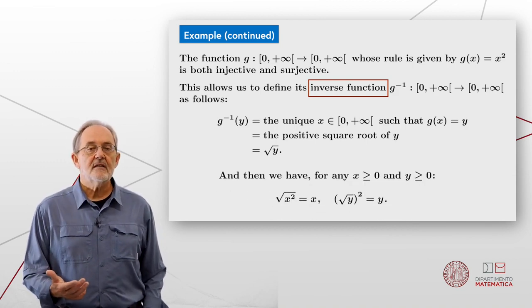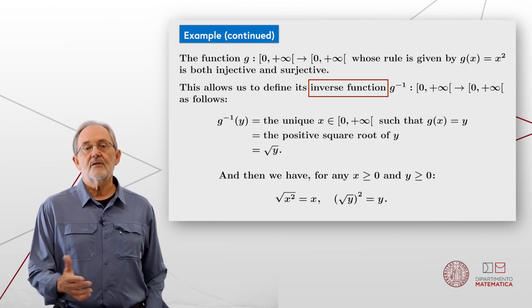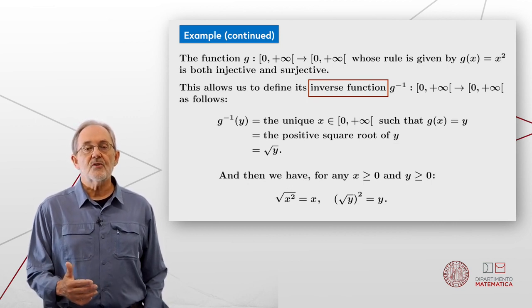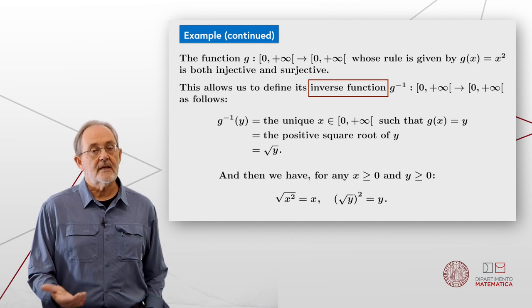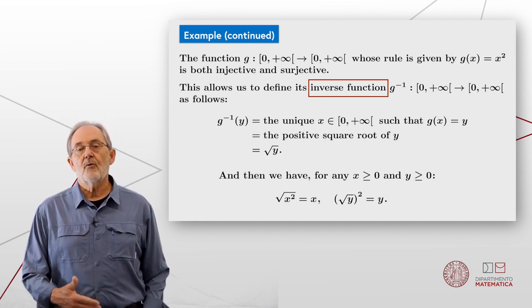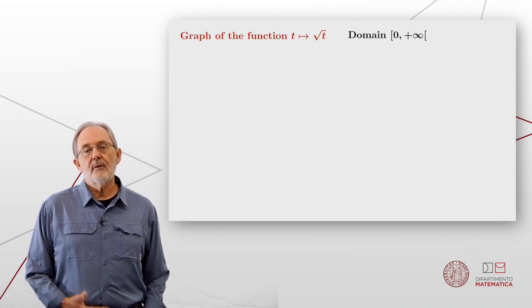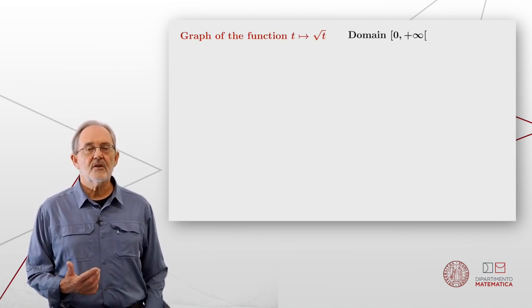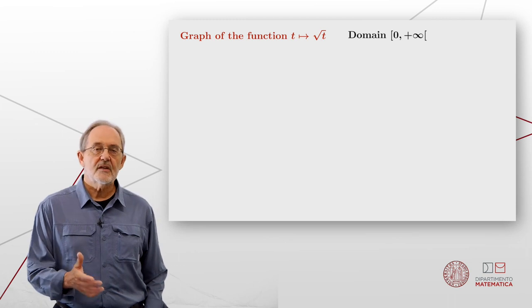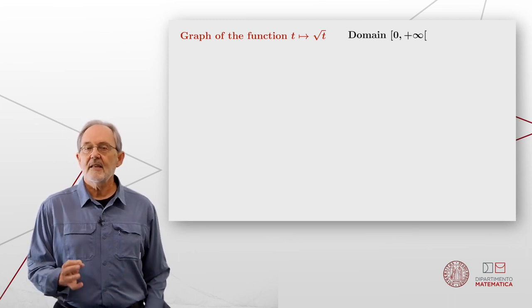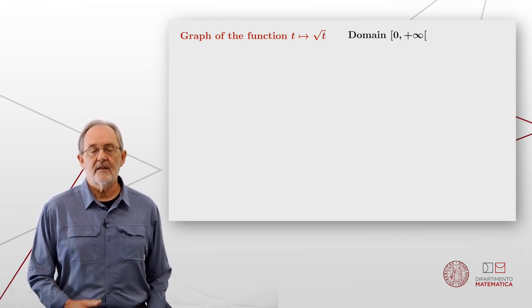And as we see, one effect is to cancel out the other effect. For example, the square root of x squared will be x when x is positive. And the square root of y all squared will be y. Now, graphically, you would expect there to be some connection between a function and its inverse, and it's essential that we see and understand that connection.